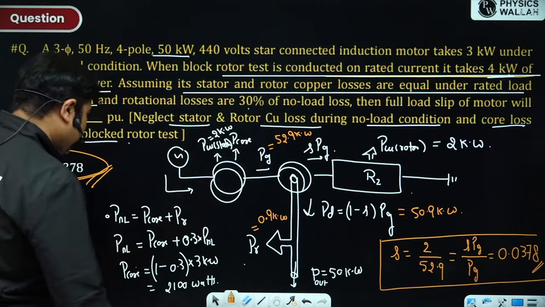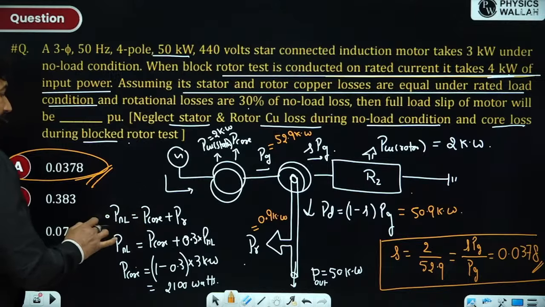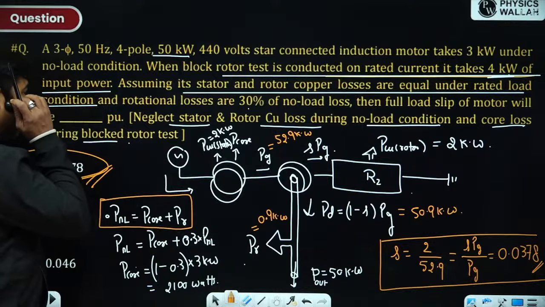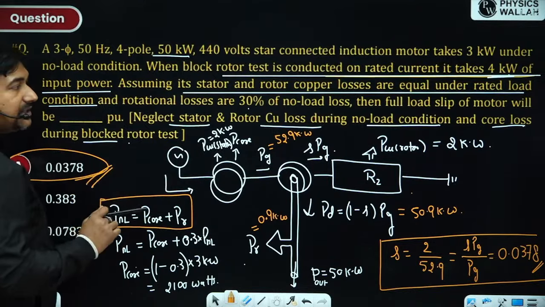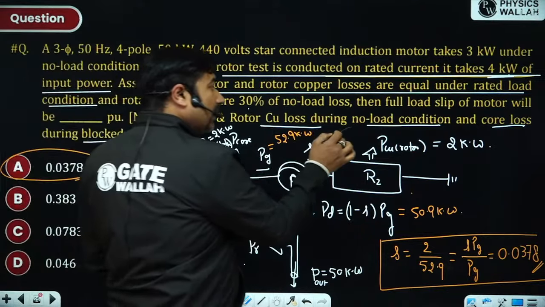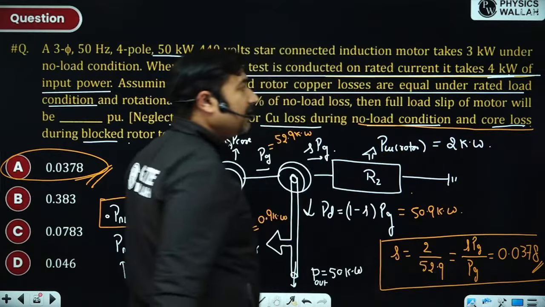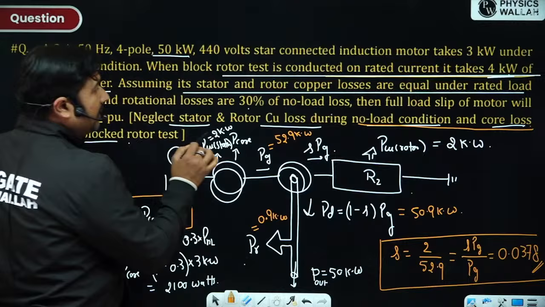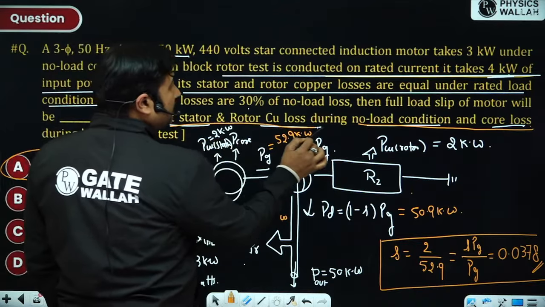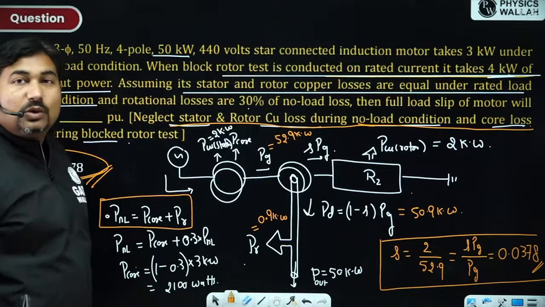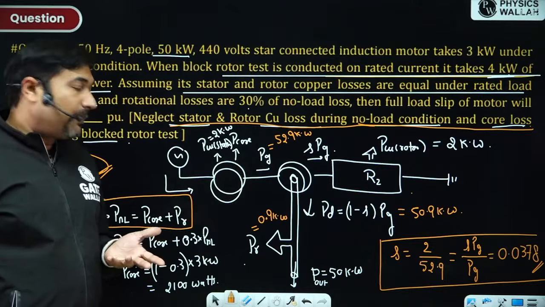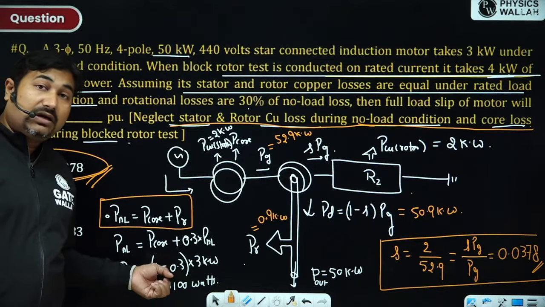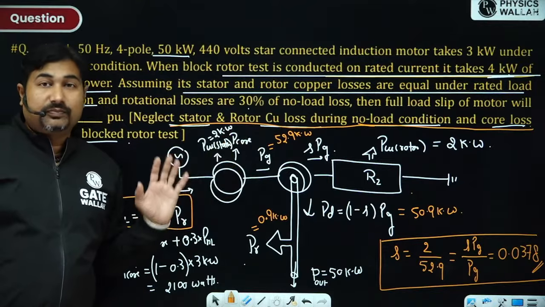See, in this question, it is given that the motor is taking input power of 3 kilowatt under no load condition, and the input power under no load condition is no load losses only. In the bracket, it is given to neglect core loss under no load condition. Neglect copper loss of stator and rotor under no load condition. So if we neglect copper losses under no load condition, 2100 watt is the loss that occurs in the stator core. Is it okay?